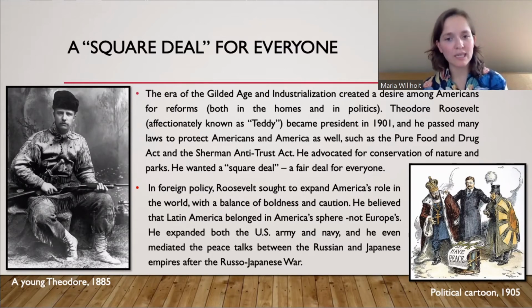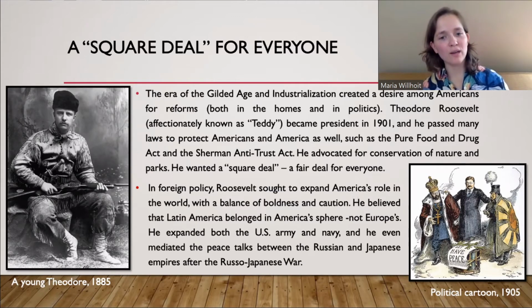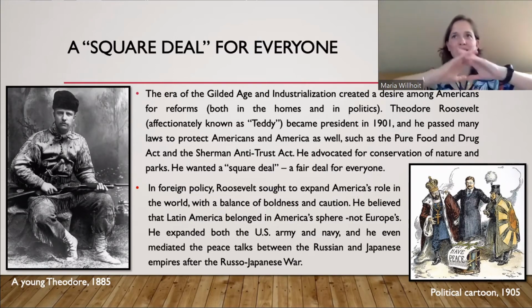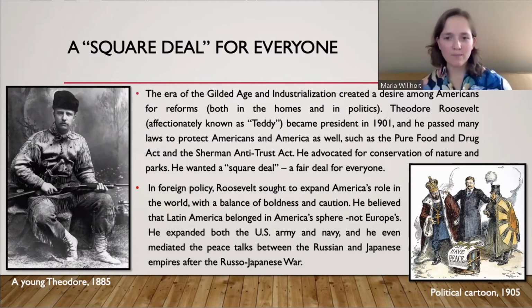He wanted a square deal, and with his foreign policy, remember, he wanted to walk softly but carry a big stick. So he wanted to expand America's role in the world, but he wanted to make sure that it was with caution. We were going to step out into the world, get out of our box, our isolationism that we had since George Washington. And as I said before, he believed that Latin America belonged in America's sphere, not Europe.